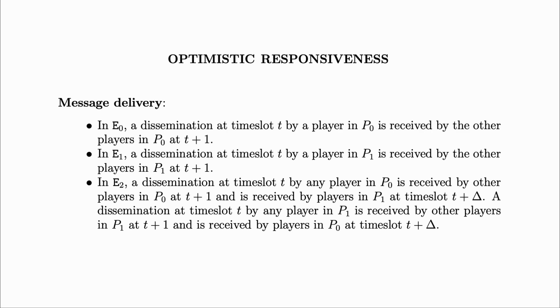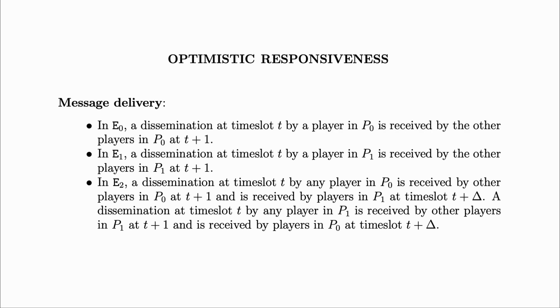And then in E2, basically what we do is like a little sort of network partition. It's only of length delta, but because the protocol has to be optimistically responsive, a partition of length delta is enough. So in E2, dissemination at time slot T by any player in P0 is received by other players in P0 at time T plus 1, and is received by players in P1 at time T plus delta. Symmetrically, dissemination at time slot T by any player in P1 is received by other players in P1 at T plus 1, and received by players in P0 at time slot T plus delta.